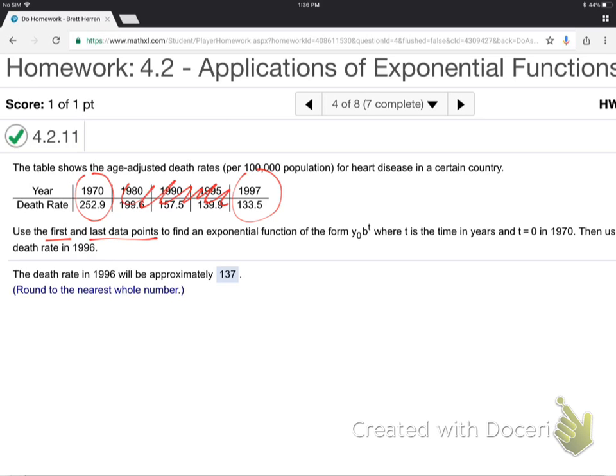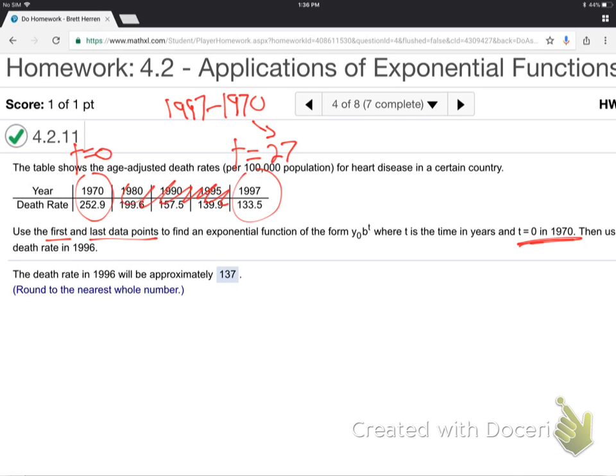So notice what they're saying here. T equals 0 is 1970. So that means this is T equals 0. So then, what is 1997? If 70 is 0, what's 1997 going to be? You just got to take 1997, subtract 1970, and you get 27. 27 years later.